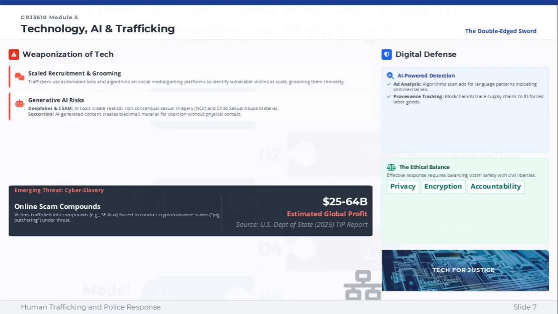At the same time, technology supports law enforcement through AI-driven ad analysis, pattern detection, and supply chain tracing. Effective responses must balance investigative capability with privacy protections and civil liberties. Understanding this technological landscape is essential because modern trafficking increasingly occurs in digital spaces rather than traditional street-based environments.